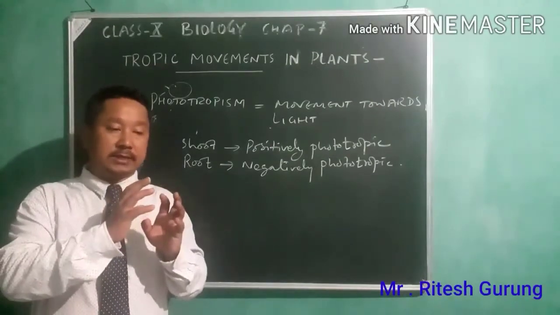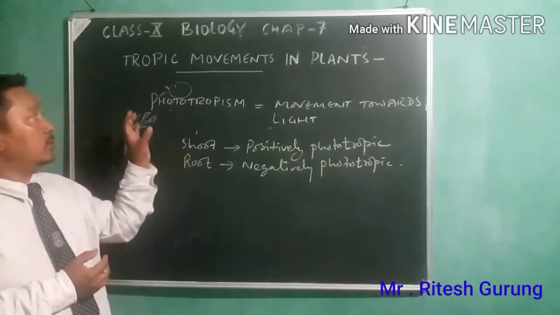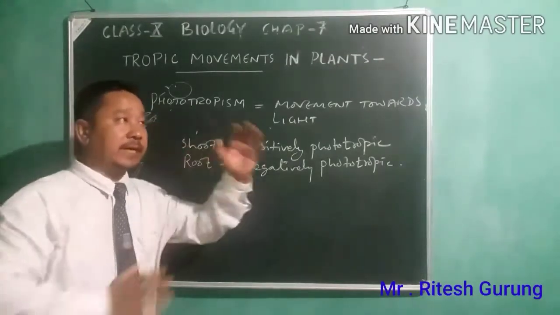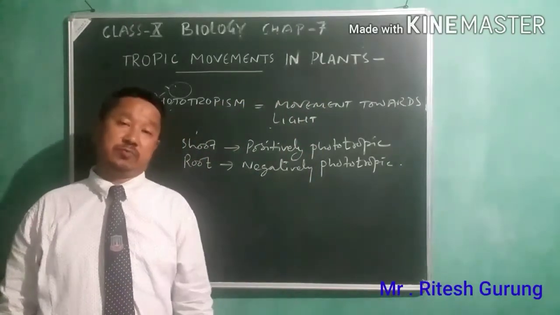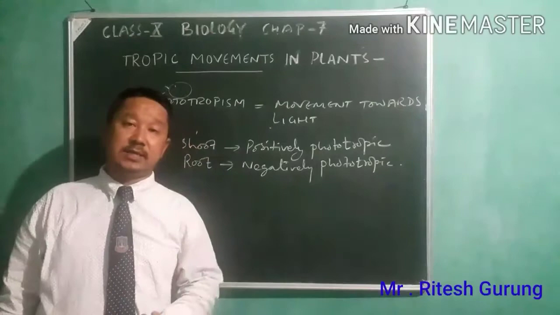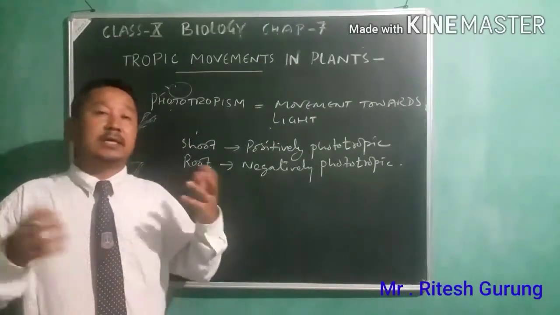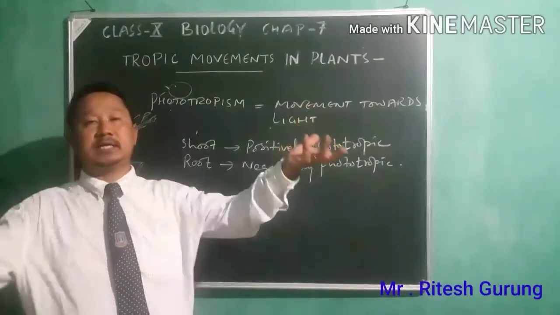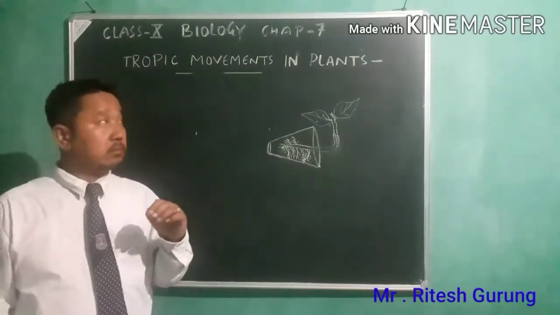Cells get elongated under the influence of auxins, so that the shoot system can bend towards the source of light. So this is all about phototropism. In one sentence, phototropism is nothing but the movement towards the light. That is phototropism.